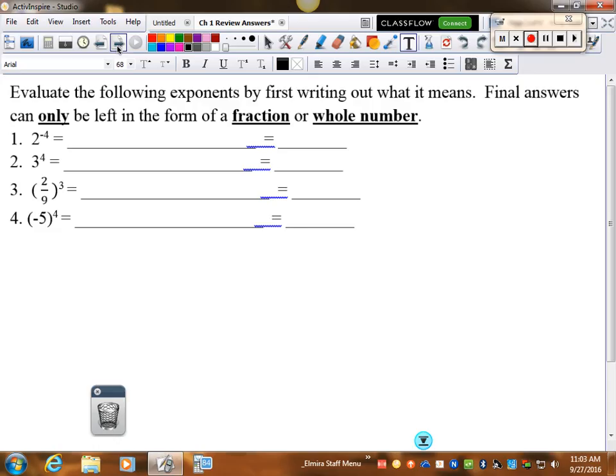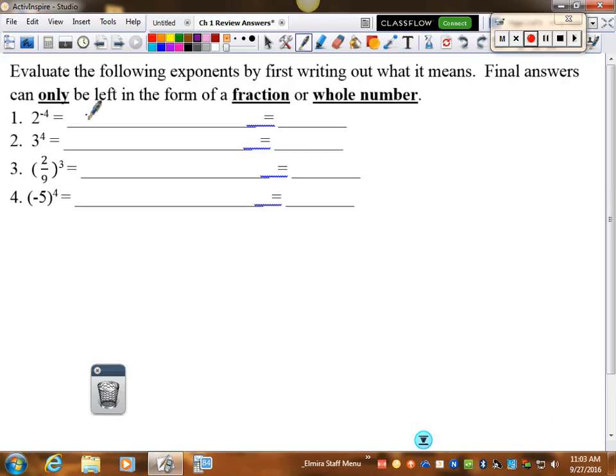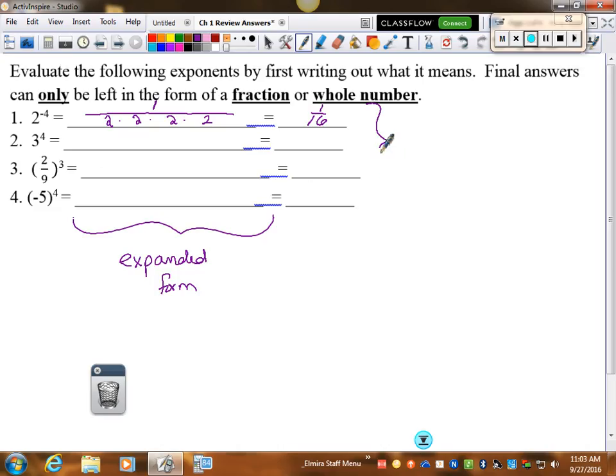Okay, the first section on your test is going to have you answering questions like this, where you first have to write out the expanded form. So 2 to the negative 4th power tells me make a fraction, 1 is on top, and then 2 times 2 times 2 times 2 on the bottom. This part is going to be where you answer in standard form. So we've got this section that we're answering in expanded form, and this section that we're answering in standard form.